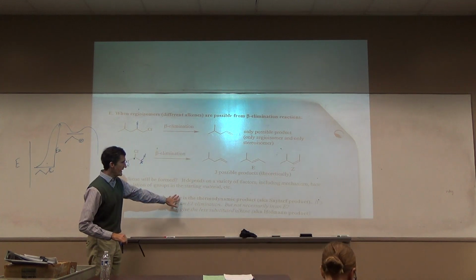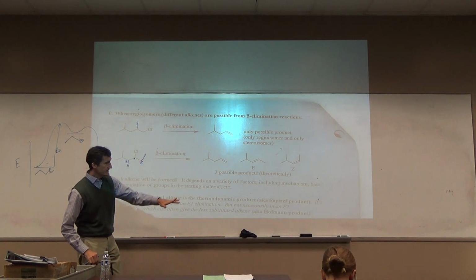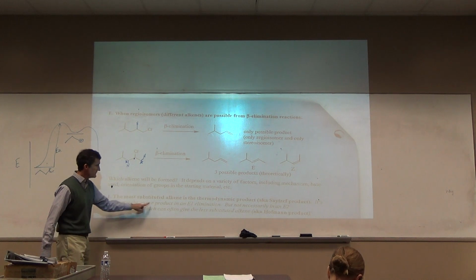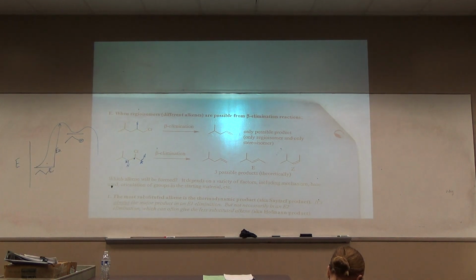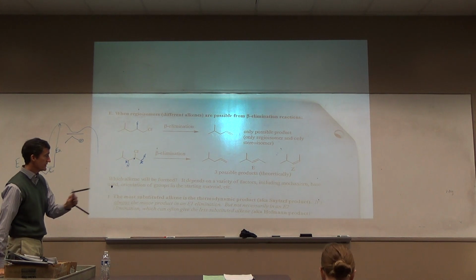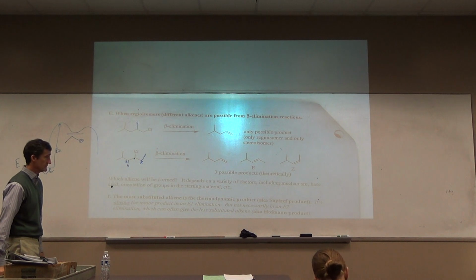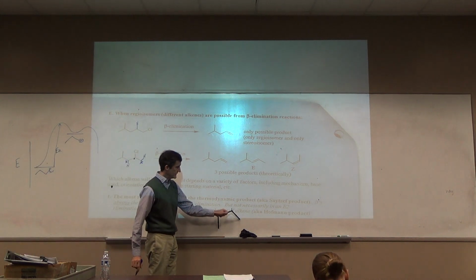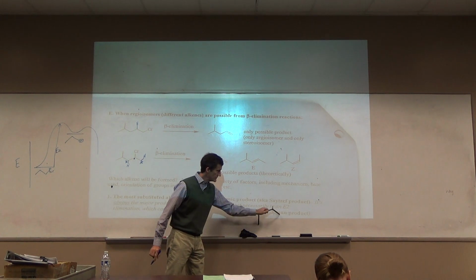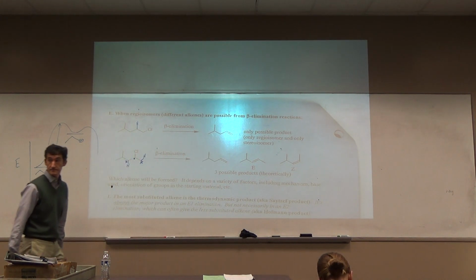Well, the most substituted alkene, aka the Zaitsev product, is always the major product in an E1. Always. But not necessarily in an E2, which can often give the less substituted alkene. And the less substituted alkene is called the Hofmann product.